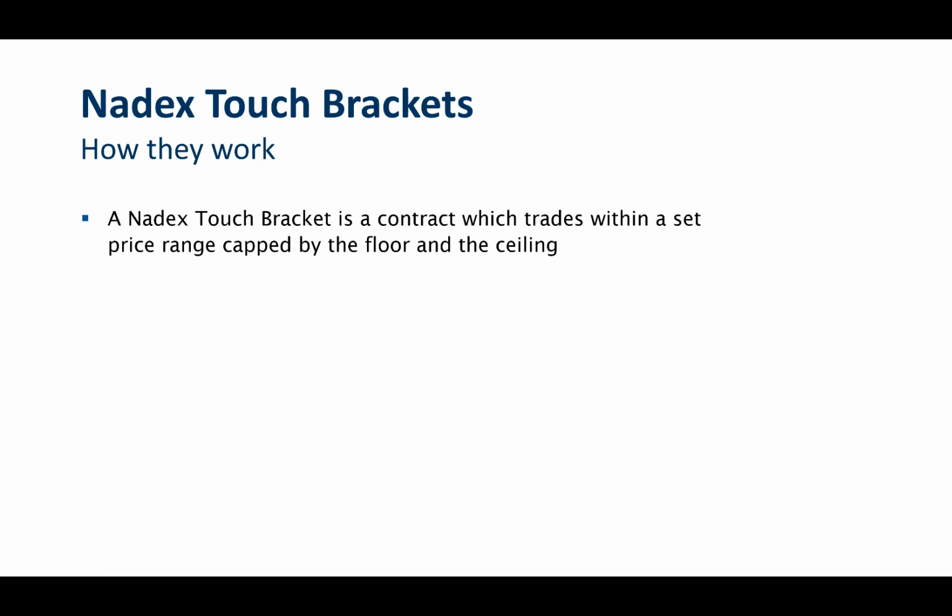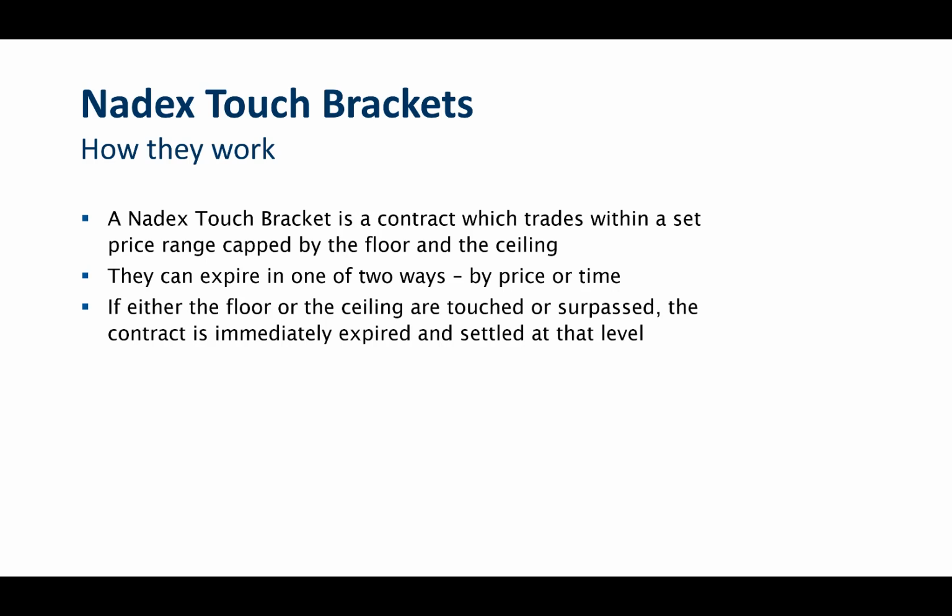A Nadex Touch Bracket, as we know, is a contract which trades within a set price range capped by the floor and the ceiling. The floor is the lowest point the contract can trade. The ceiling is the highest point a contract can trade. Touch brackets can expire in one of two ways. They can expire by price or by time. In the next module, we'll focus on time. In this module, we'll be focusing on price.